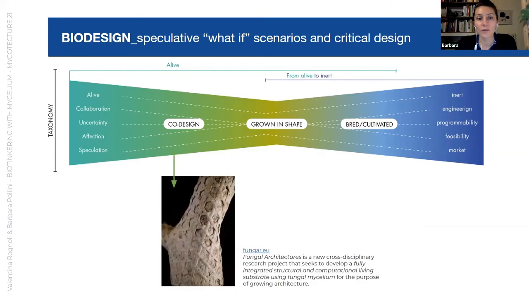But there is another very important part of these case studies, which are more related to speculation. In this case, most of the time, the organism is kept alive and takes part in a process of co-design, fostering somehow a feeling of collaboration and affection through a relationship that the organism develops either with the designer or with the final user. This freedom that the living organism has inside the project, of course, leads to a certain amount of uncertainty concerning the outcomes of the project.